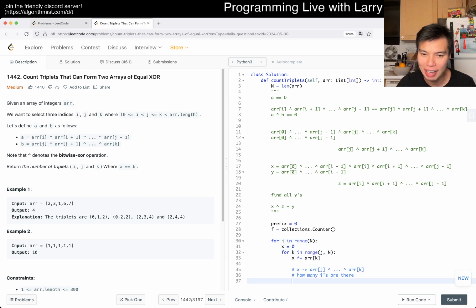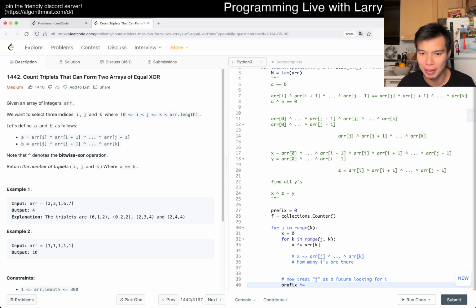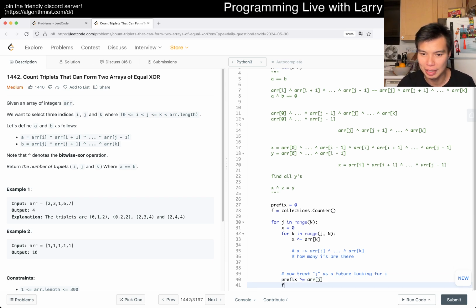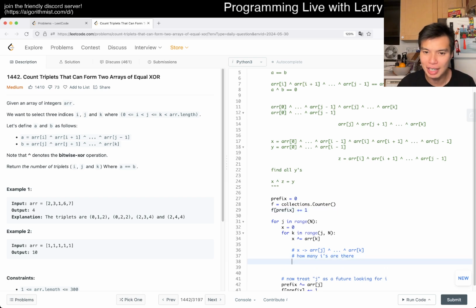Yeah, and after we calculate all this, prefix is going to say, okay, now treat j as a future lookup for i. So now prefix, we want to XOR it by XOR of j, right? And then f of prefix we increment by 1. So f of prefix is equal to, and that's really the idea.